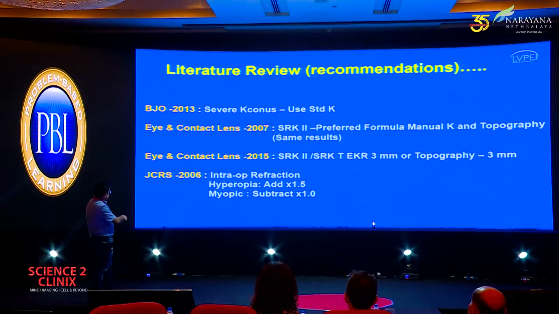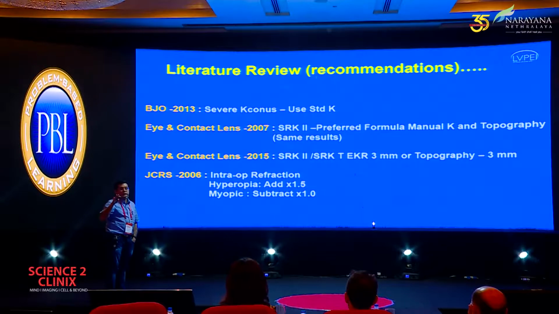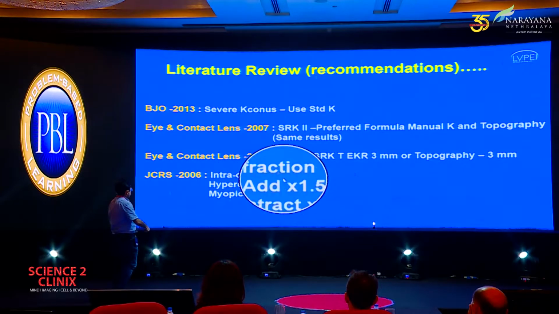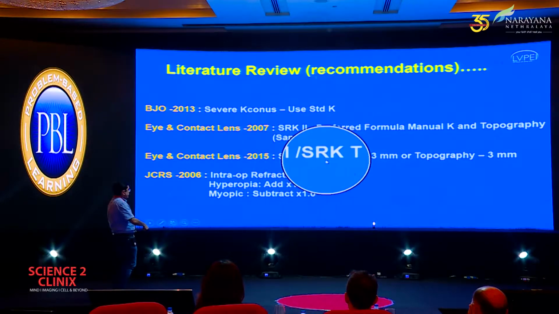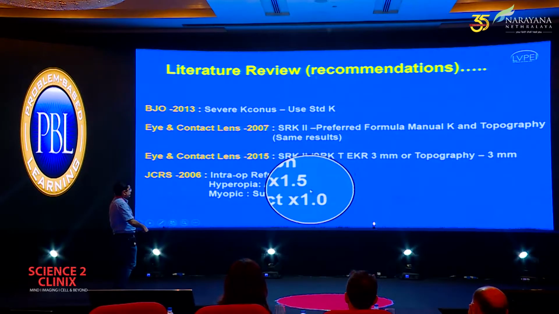There was one study published in JCRS 2006, where the author was doing cataract surgery in keratoconus patients using a toric IOL. What he did was put in an IOL, whatever the correct estimation was, and then do a per-op retinoscopy. If it was a hyperopic refraction per-operatively, then you add the hyperopic value multiplied by 1.5. If it was a myopic value, subtract by 1.0.